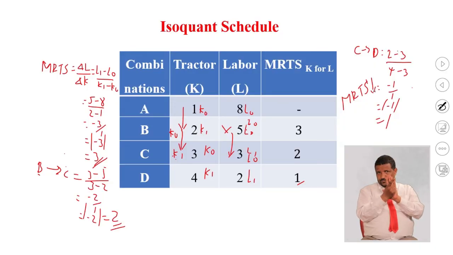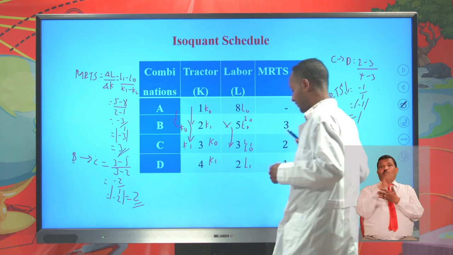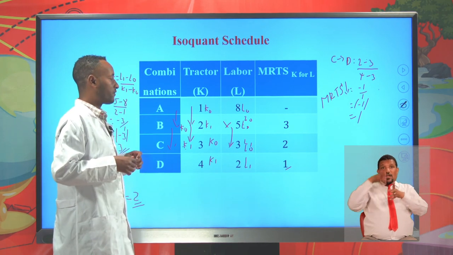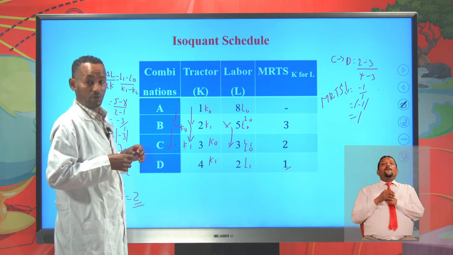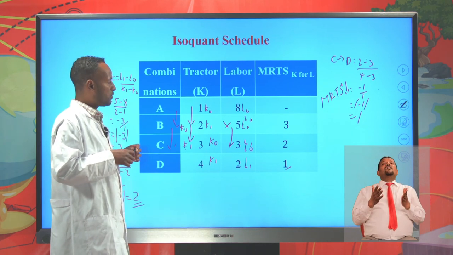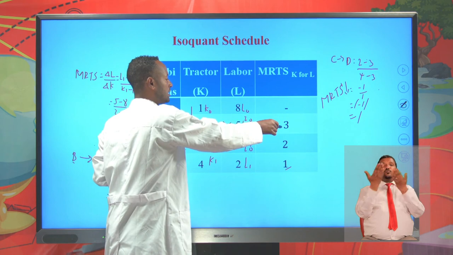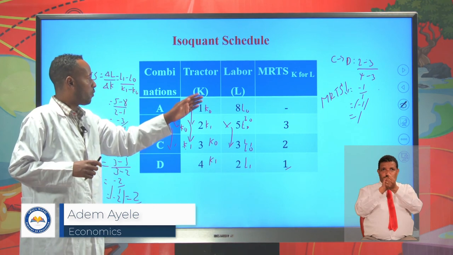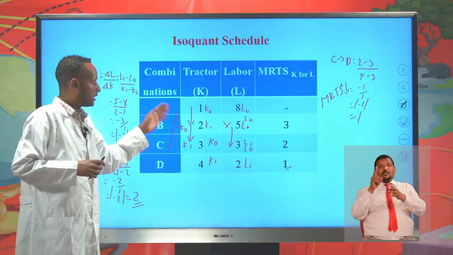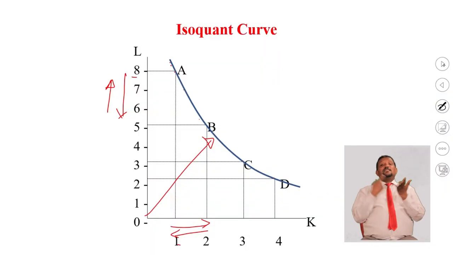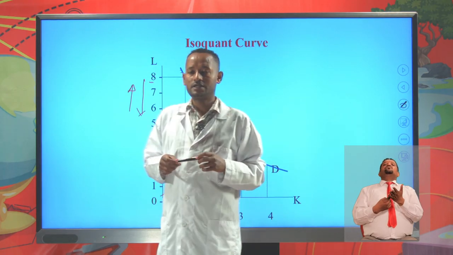For example, as we come across from combination A to combination B, we are substituting one factor for 3 labor. When we come across from combination B to C, we are substituting one factor for 2 labor. And finally, when we come across from combination C to D, we are substituting one factor for 1 labor. So the rate by which one variable input is substituted for another on the same isoquant tends to decline. First, we substituted one factor for 3 labor, then one factor for 2 labor, and finally one tractor for one labor. This is all about the day's revision lesson.